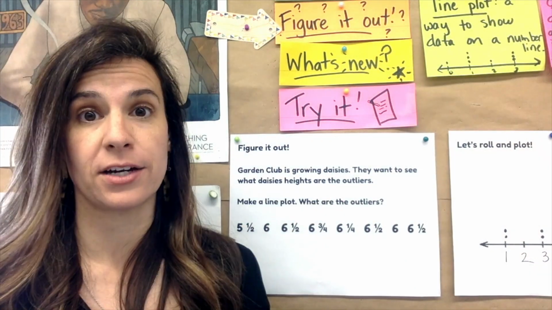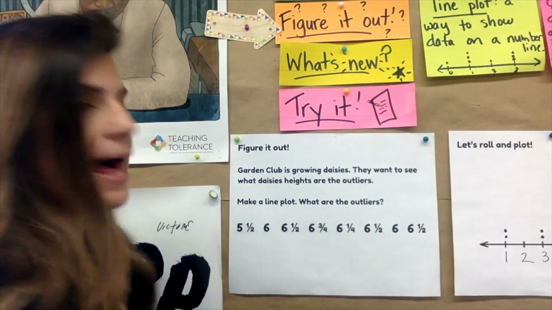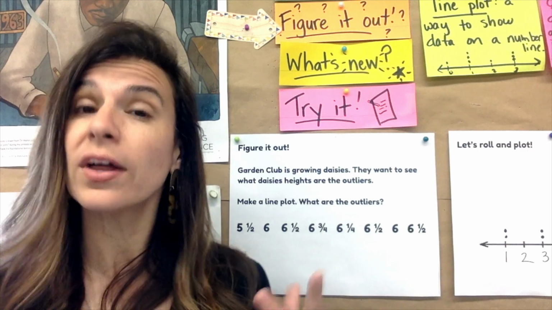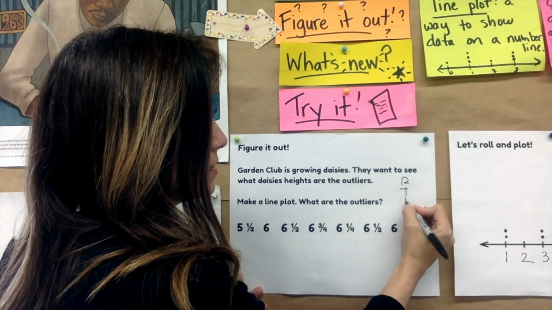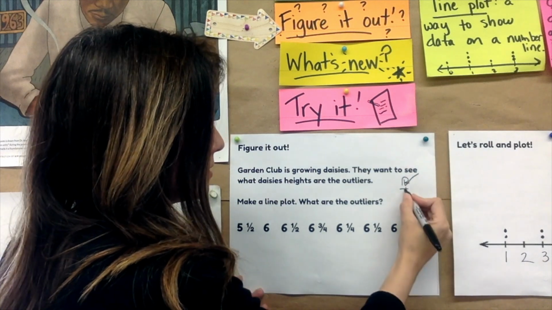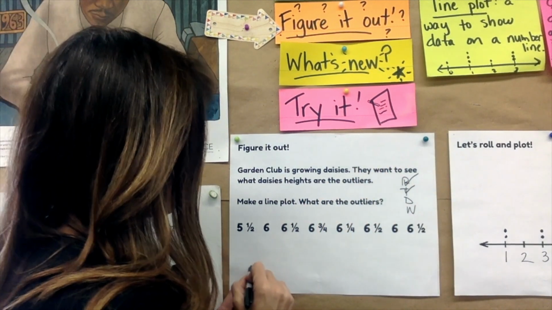What are the outliers? This is kind of tricky because we don't have a number line yet. So let's get ready by doing our number line. So we read R, T, D, W. So we read it. Let's think about it. We're going to do that number line.